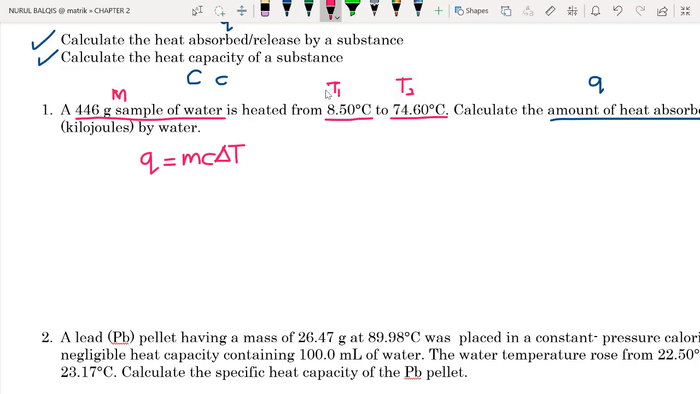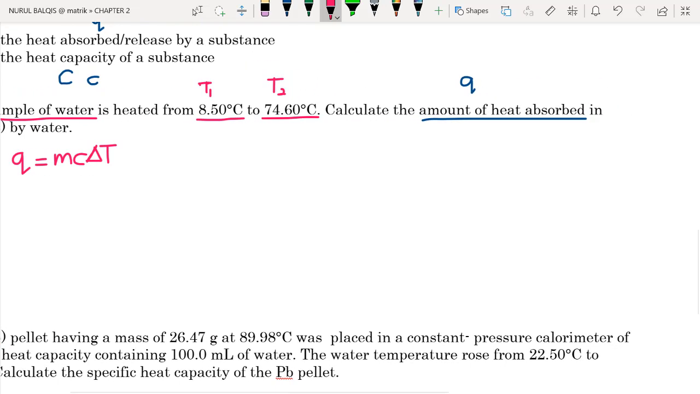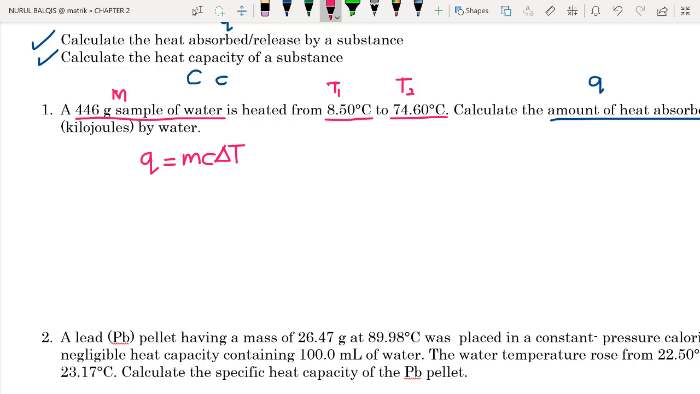So since we have a difference in T1 and T2, we can calculate the delta T. Next, we want to find Q. So what about C? The specific heat capacity of water has already been given in the constant table, which is 4.18 joule per gram per degree Celsius. Okay, now we've got all the information.